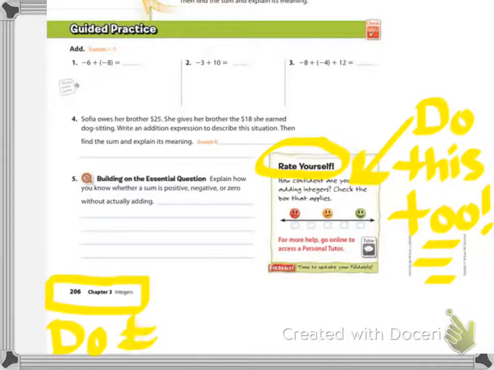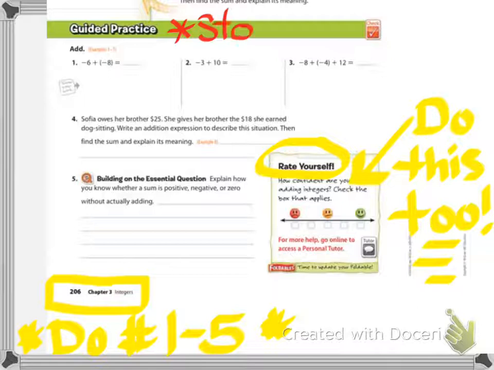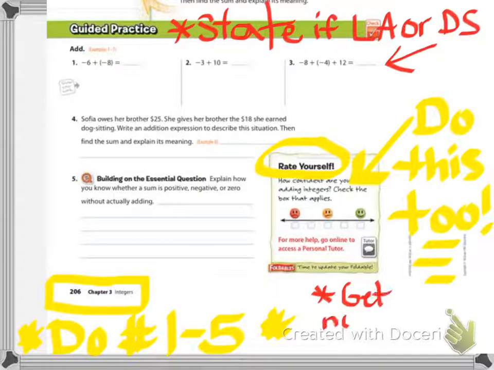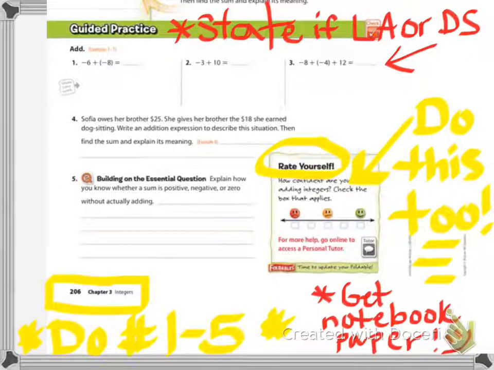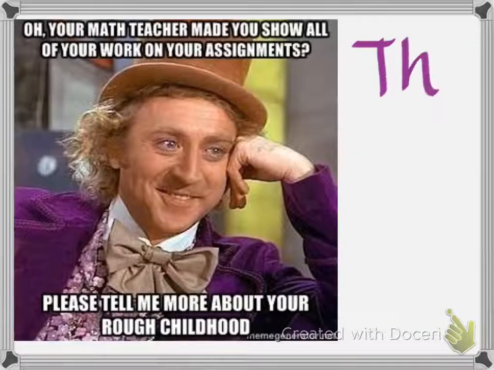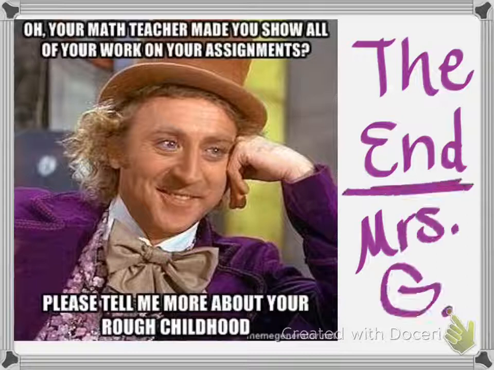Okay, now you are going to work on the guided practice. As you work through these, you need to state if they're like signs and you add, or if they're different signs and you subtract. Also, don't forget to rate yourself, and go ahead and review if you need to. Get started on doing guided practice on your own notebook paper.